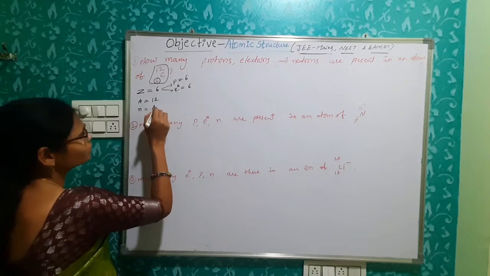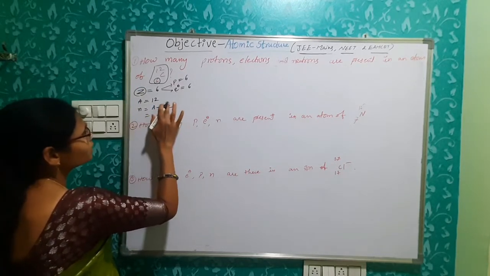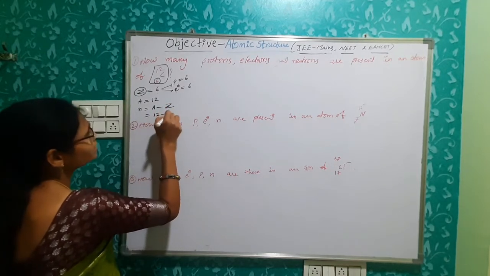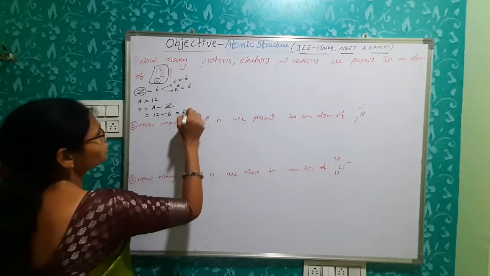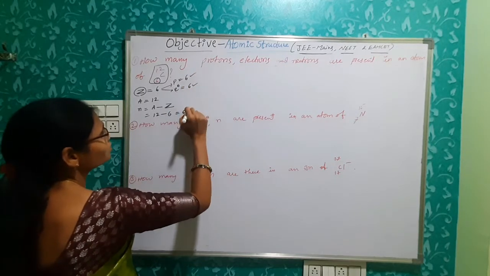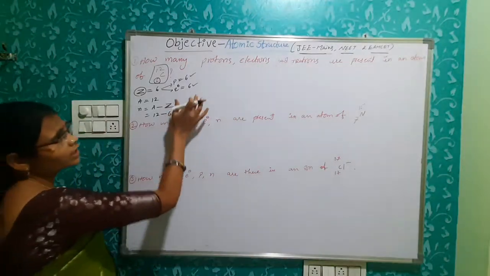Neutrons means the difference between mass number and atomic number. Mass number 12 minus 6. How much? 6. So simply electrons 6, protons 6, and neutrons also 6. Okay, simply you can find out like this.